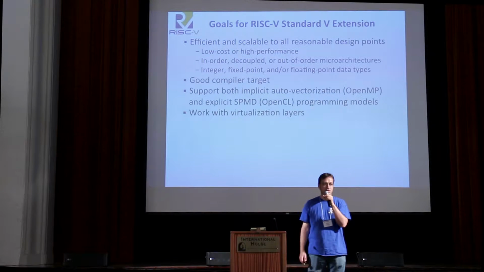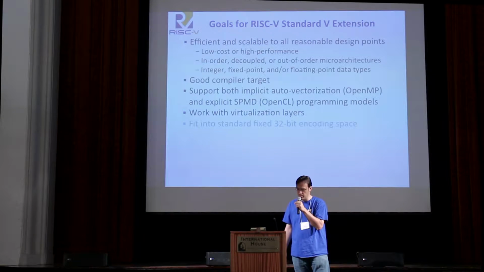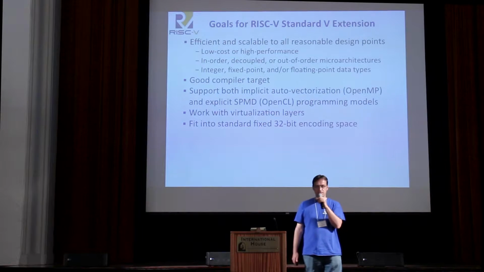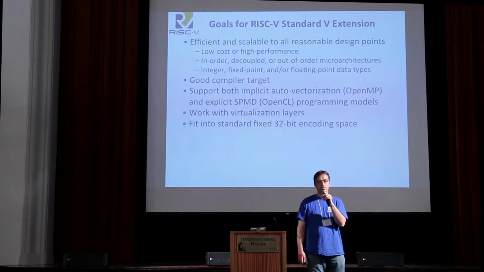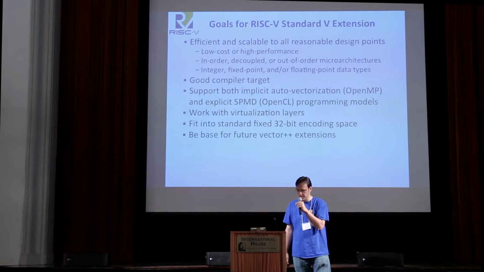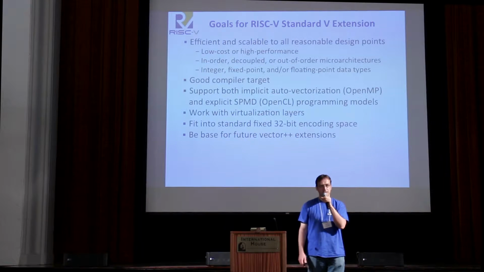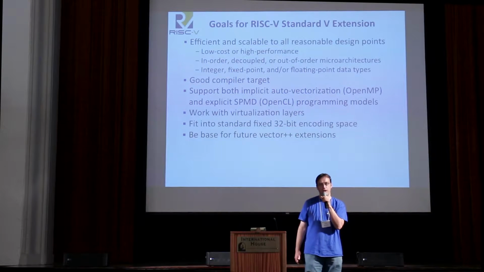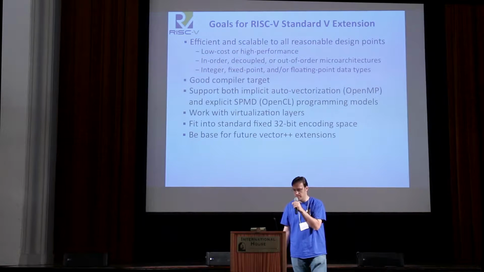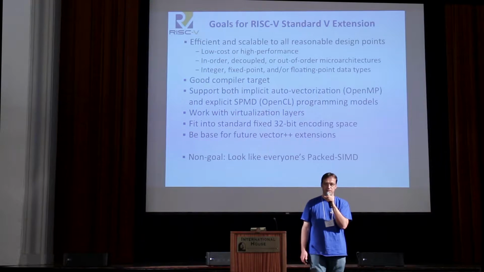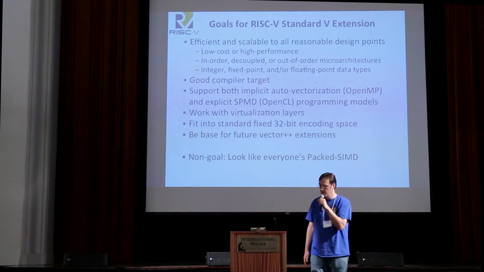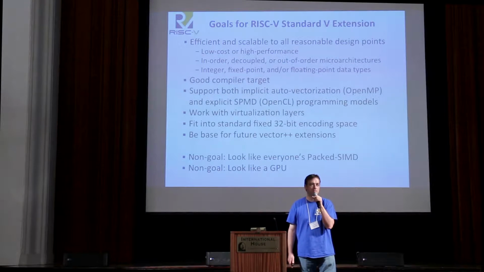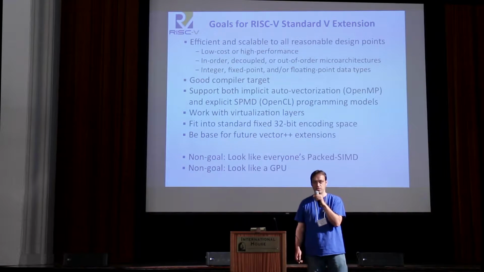Should work well with virtualization layers, so play nicely with the rest of the OS. And one of the goals with the standard V extension is that it fits into the 32-bit standard encoding space, but to be a base as well for future vector-based extensions. So don't do everything in this first one, but design it so it will work with later extensions. One non-goal is to look like everybody else's packed SIMD extensions. Well, the non-goal is to look like a GPU, right? So this is an honest-to-goodness vector coprocessor.